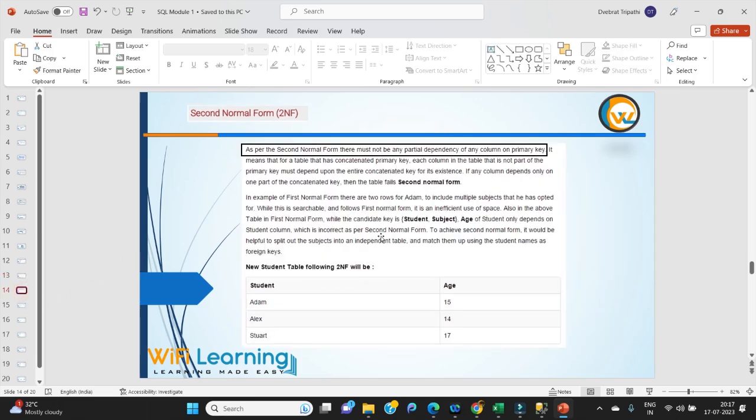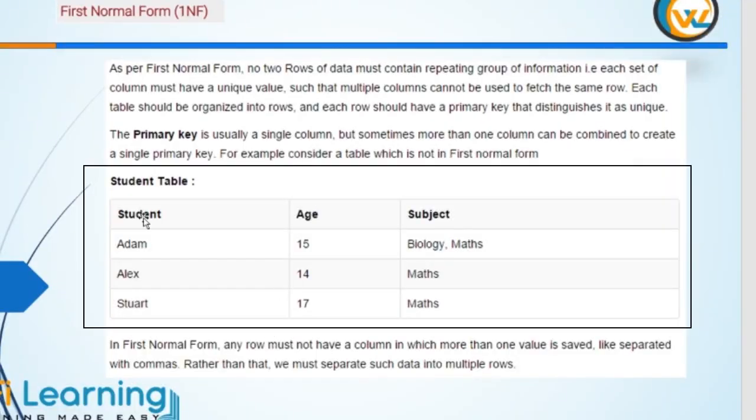Second normal form says that there should not be any partial dependency of any column on the primary key. If I talk about this particular table, age is dependent on a student, and subject is dependent on a student, so there is a partial dependency. There is a partial dependency of subject and age. Subject and age are not dependent on each other, both are independent.